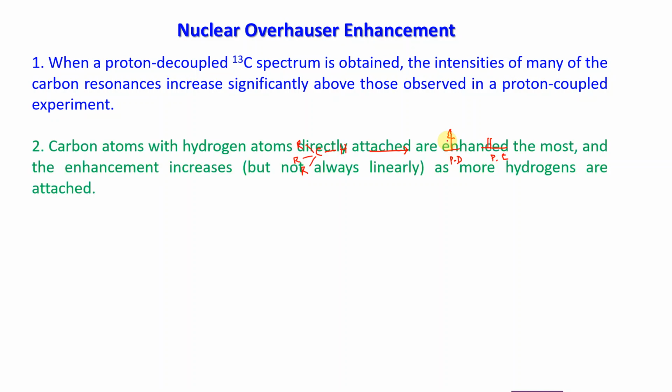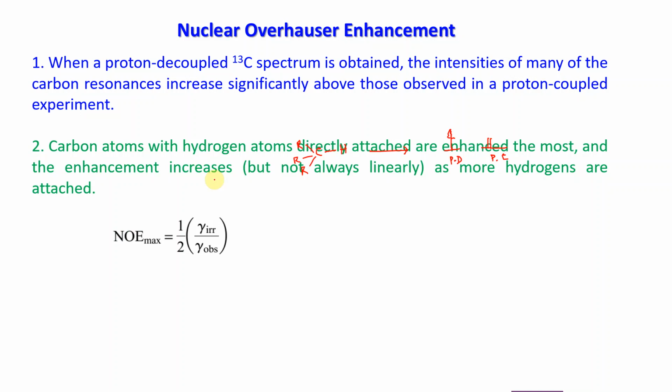Then, carbon atoms with hydrogen atoms directly attached are enhanced the most, and the enhancement increases, but not always linearly, as more hydrogens are attached. That we have seen in the spectrum. If you have a carbon attached to hydrogen, we have the enhancement, and that enhancement may not be linear. It may vary from molecule to molecule, but there will be enhancement, and if you have more hydrogens, it will be more enhanced. So that is another point.